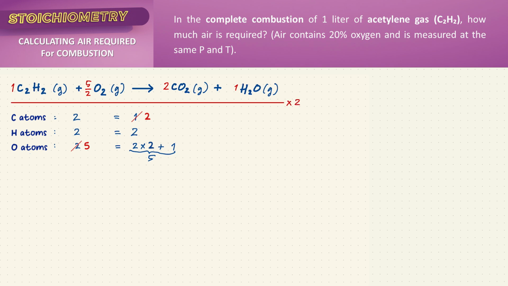We need to multiply everything by 2. It becomes 2C₂H₂, 5O₂, 4CO₂, and 2H₂O.